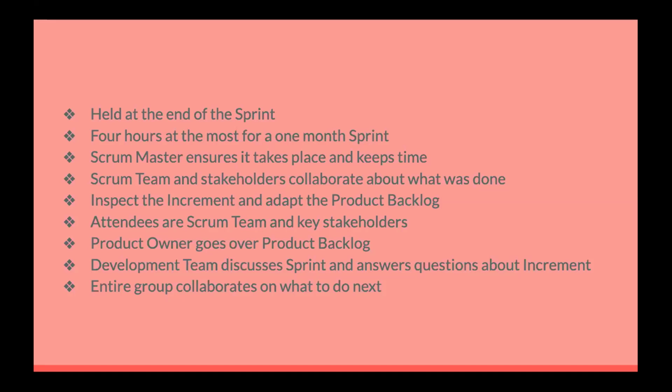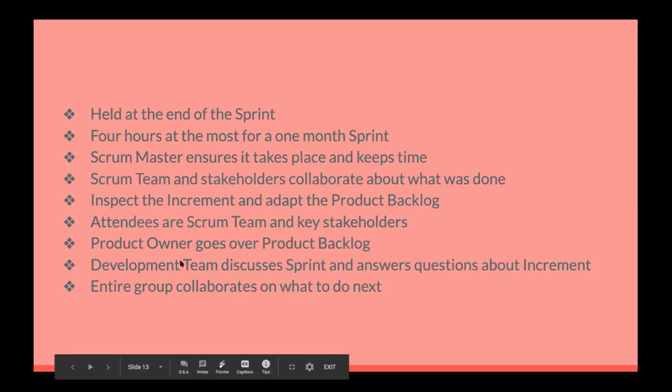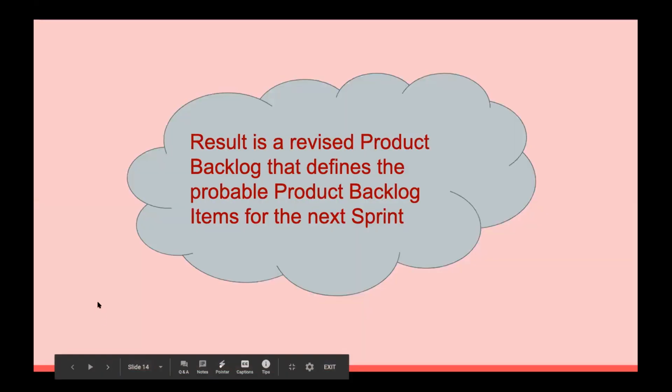And the development team will discuss what went well and what problems they ran into. And then the entire group will collaborate on what to do next. So it provides valuable input to the next sprint planning, and they'll also review timeline and budget. So the result is a revised product backlog that defines the probable product backlog items for the next sprint.